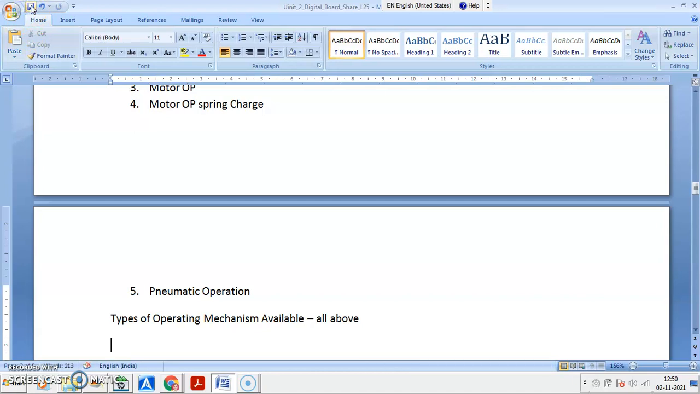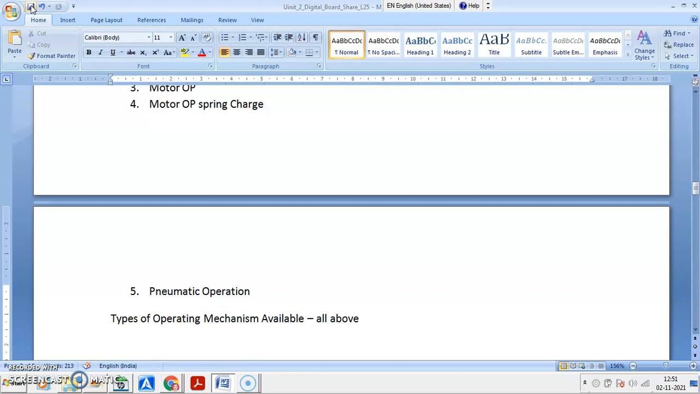These mechanisms are very important for the opening and closing operation of the contacts of the circuit breaker. So you have to use the correct mechanism for operation of a particular circuit breaker. The mechanism should be such that it must close the circuit breaker within a few cycles of a huge surge of current, or as early as possible.